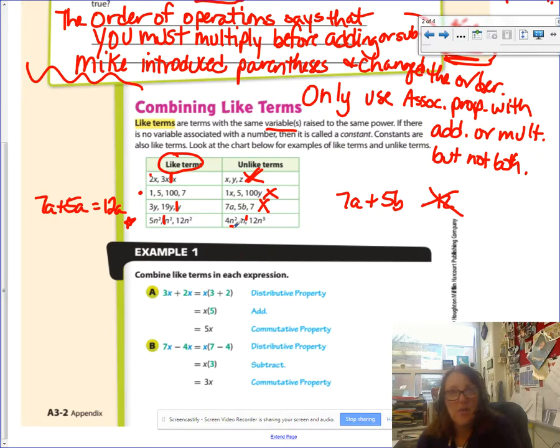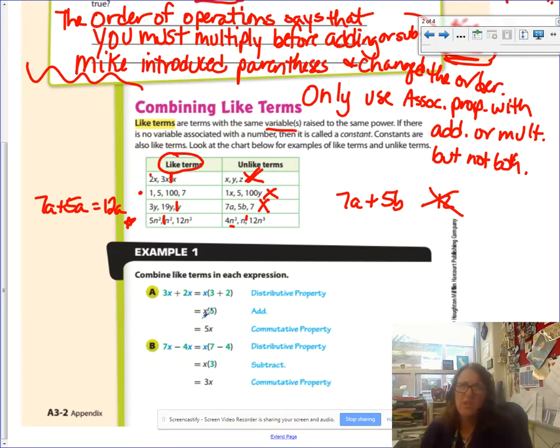12n to the third power. It doesn't work. We cannot add or subtract these guys and try to combine them into one term. Does not work. All right? So, how do you do this and how do you do the combining of these like terms?